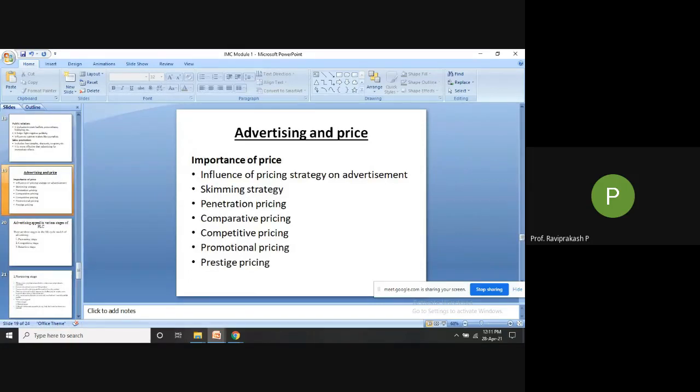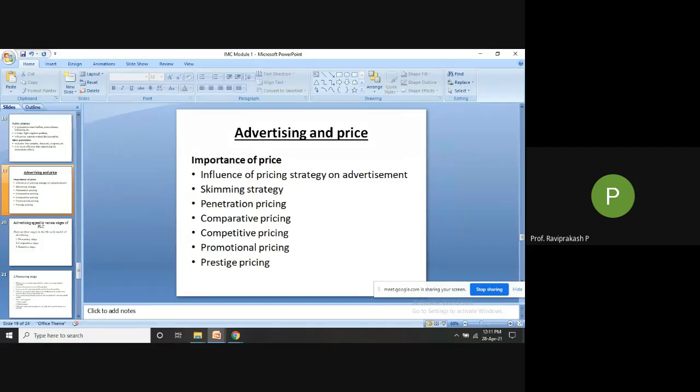So the first one is price skimming. In short, I'll explain. What is price skimming? A higher price is being kept for the product. It is also called prestige pricing as well, I think. No, prestige pricing is different. So price skimming is where a higher price is kept so that only a certain kind of people will have it because of the higher price. So this is called price skimming.